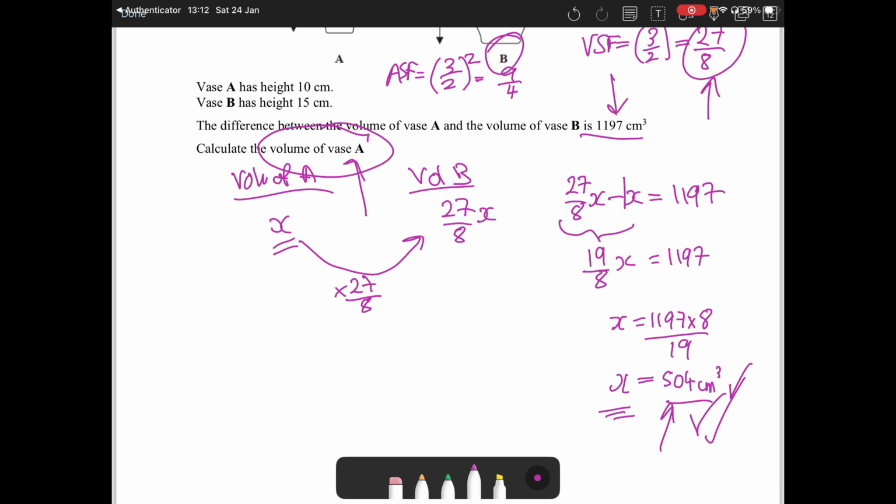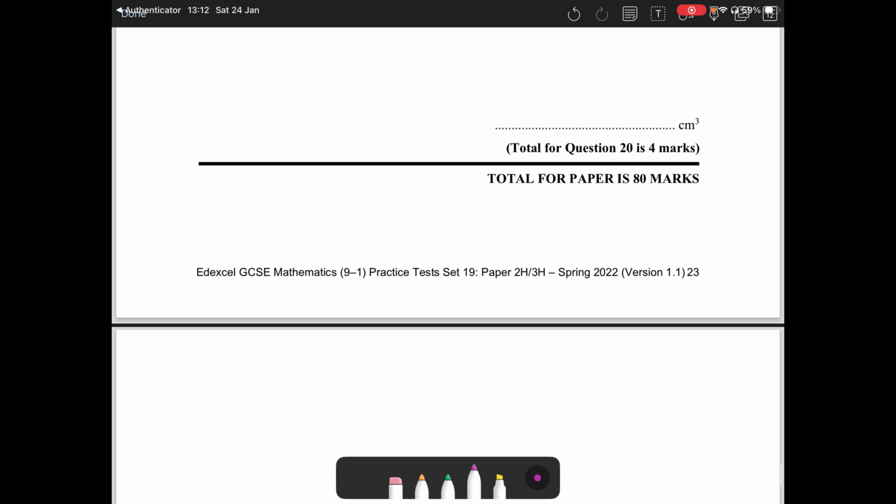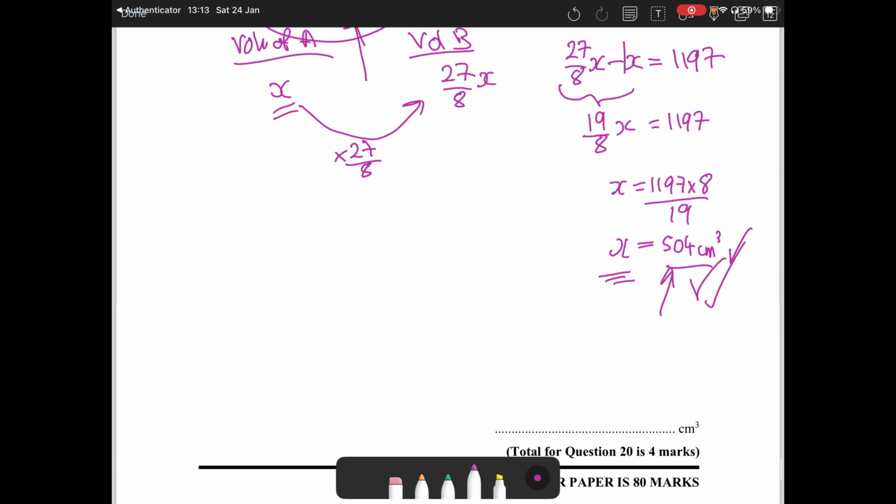So well done if you got this far. We made it to the end. Did you get 80 marks? Do you have any questions? Is there anything you'd like me to do in a bit more detail? I have confirmed just by glancing at the mark scheme that this is correct.